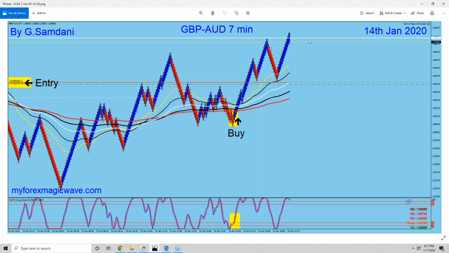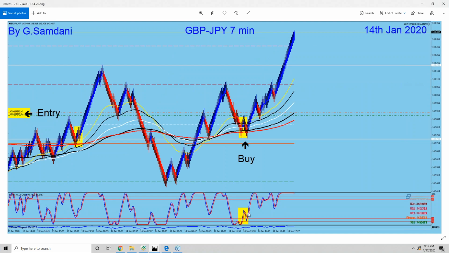All the way to the 88.61 level. And the entry was on the 14th here. This is the one, pound yen again, entry was on the 14th. Bearish here, bullish here, and then it dropped, right? I made a bullish entry here.